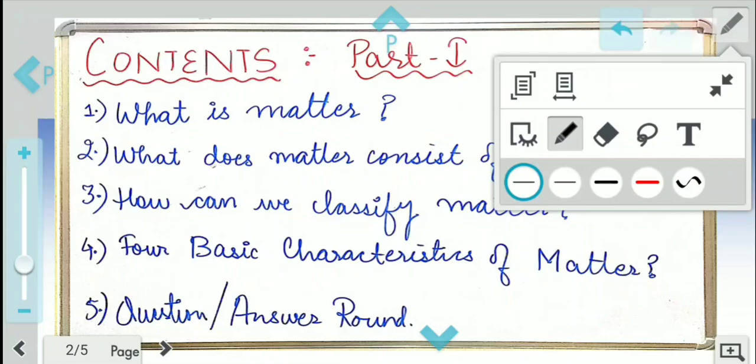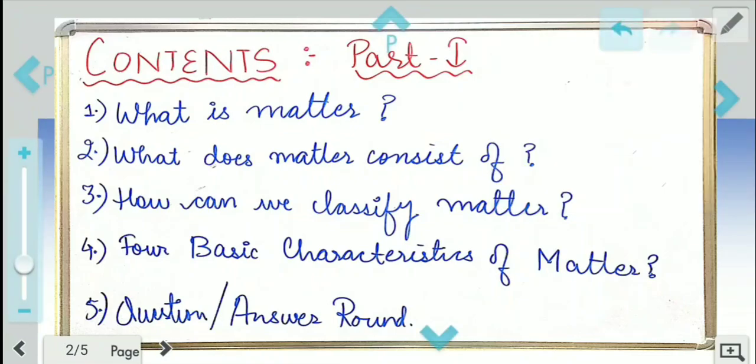Part 1 will deal with introductory matter. Basically, the first thing which we will study will be what is matter, right? As the chapter name suggests, matter in our surroundings. So the very first topic which we will start will be what is matter. I will tell you the introduction to matter. What does matter consist of? Secondly, what is there in the matter? How can we classify matter? What are the various states and what is matter made up of? How do we delve into it? Four basic characteristics of matter.